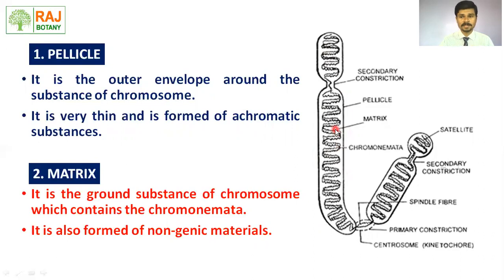It is very thin and is formed of achromatic substances. Achromatic substances give the formation of the pellicle, the outer envelope of the chromosome. Then come to the matrix. It is the ground substance of the chromosomes, which contains the chromonemata. It is also formed of non-genetic material.